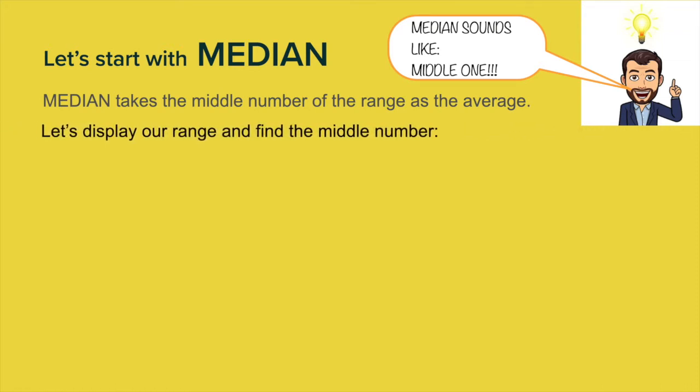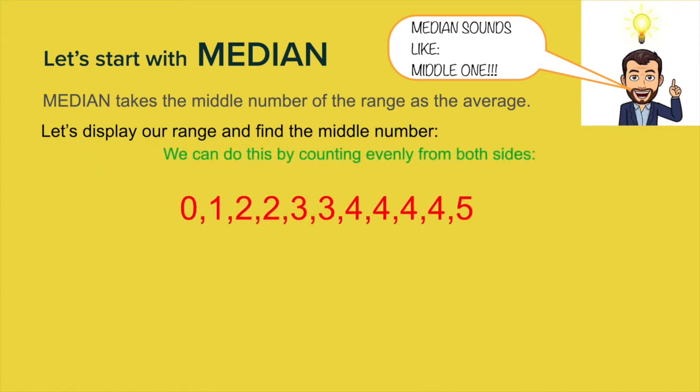So what we're going to do is display our range and find the middle number of that range. So here's the same range. Now we need to find the middle number, and we can do this by counting evenly from both sides. So we can start eliminating one from each side so we evenly get to the middle somewhere.